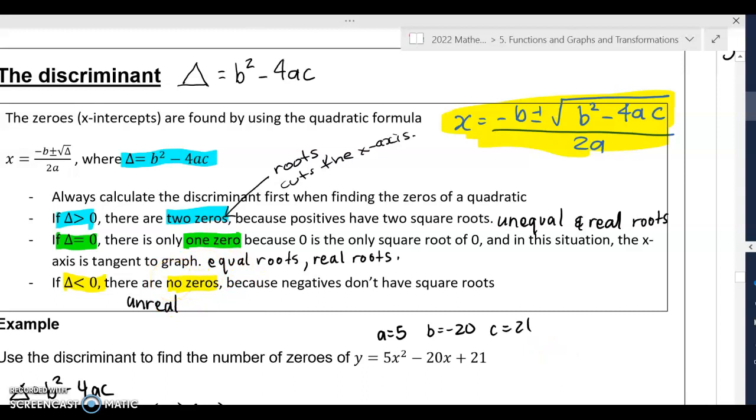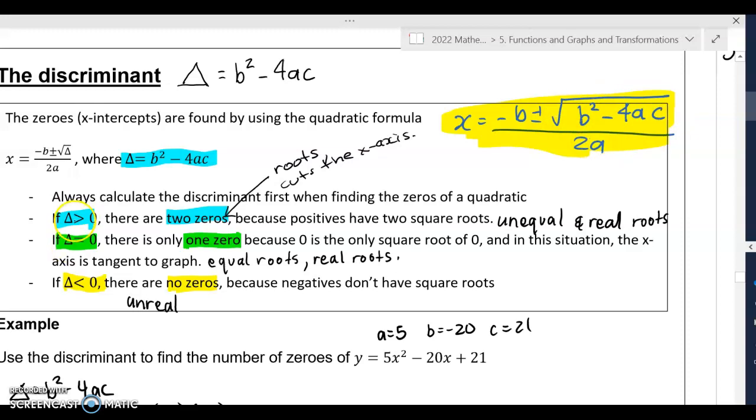Okay, so you need to understand. I think understanding is a little bit better than memorizing it. We need to know these and we need to understand these, but the best way to do that is to think about what's happening under the square root sign and what that means for each of those.